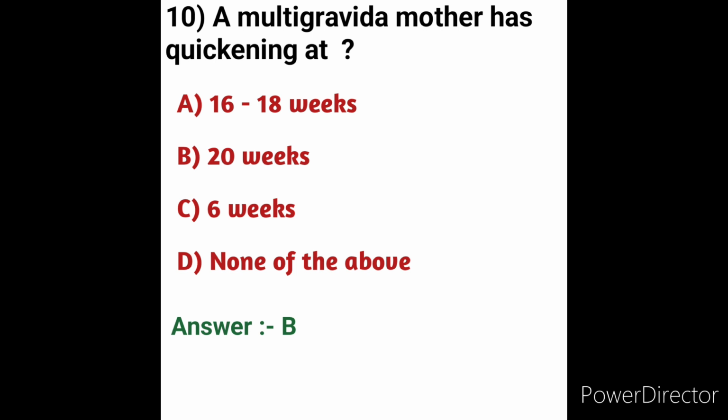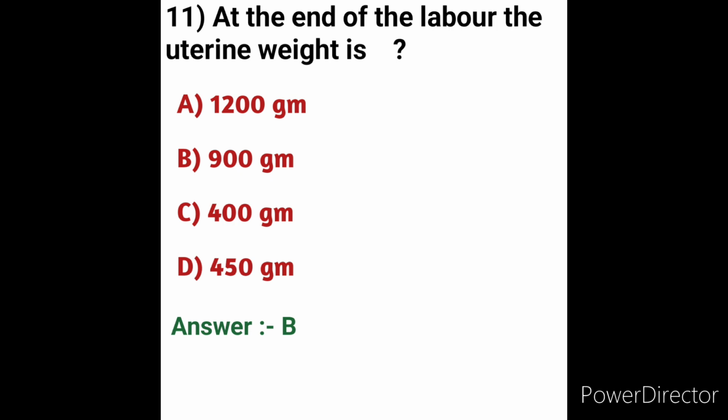Next, move on to question number 11. At the end of labor, the uterine weight is? What is the uterine weight at the end of labor? Options. Option A, 1200 grams. Option B, 900 grams. Option C, 400 grams, and option D, 450 grams. The weight is approximately 1000 grams, and the option closest to 1000 grams is option B, 900 grams. Here option B is the correct answer.